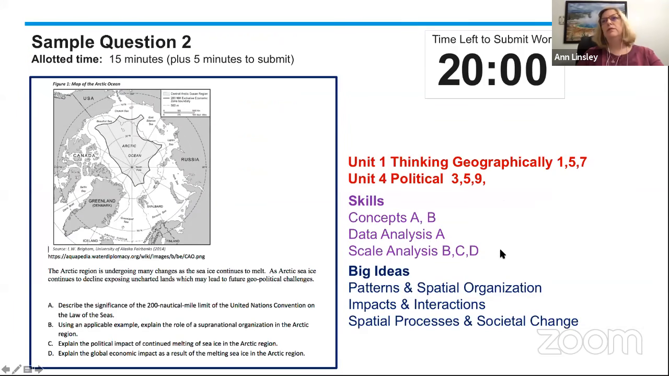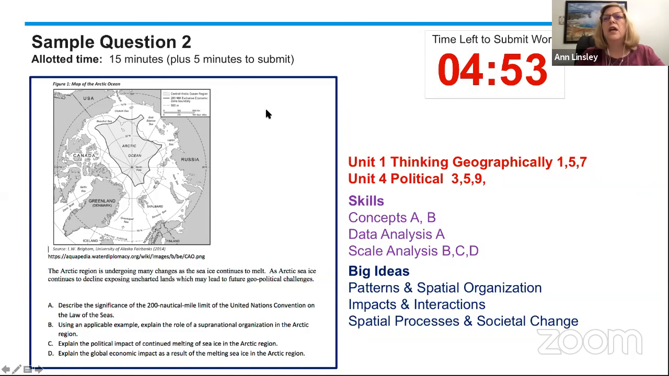All right. So sample two, question two works the same way as question one, except question two is 15 minutes with another 5 minutes to submit. And once again, that clock is going to run all the way down. And once it hits 5 minutes, it's going to turn red and tell you it's time to wrap it up and get it done and submit it.